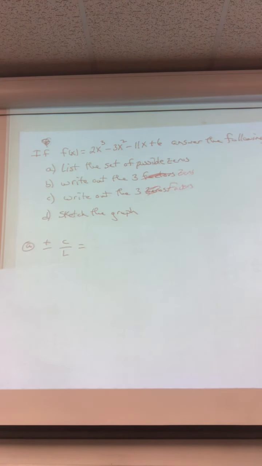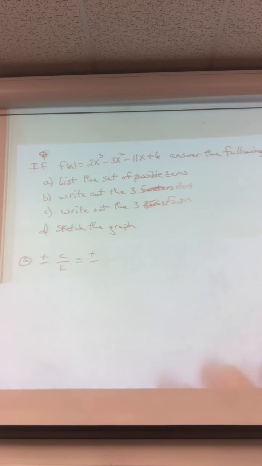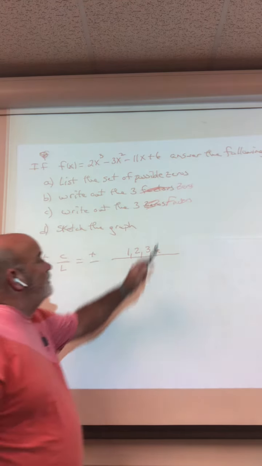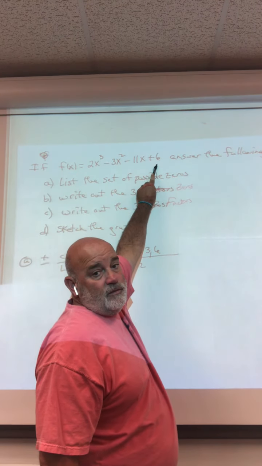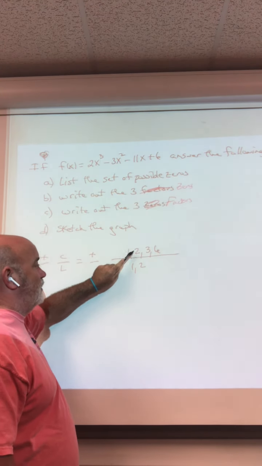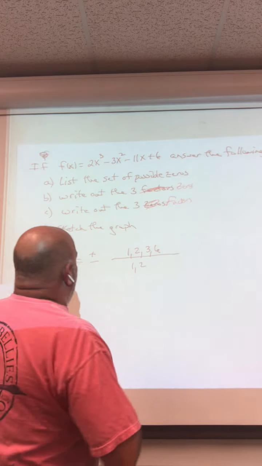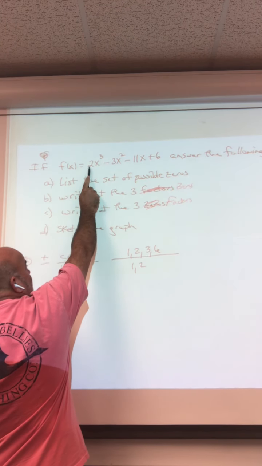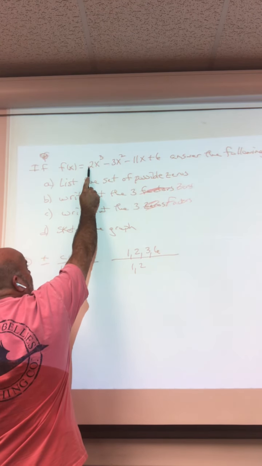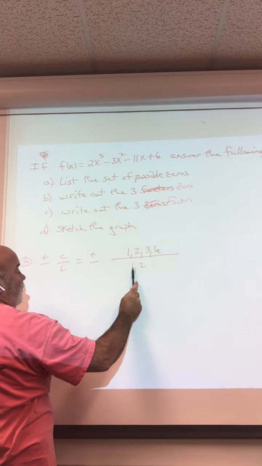So we've got plus or minus C over L. C is all of the factors of the constant. So all the factors of 6 are 1, 2, 3, and 6. L is all the factors of the leading coefficient, which is 2. All the numbers that divide into 2 are 1 and 2.